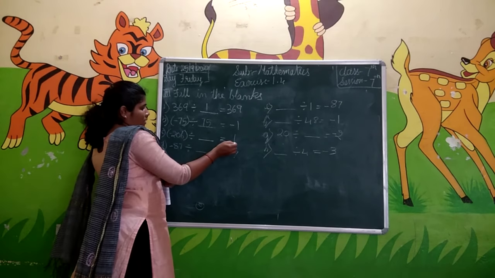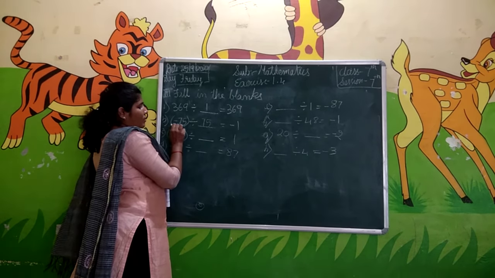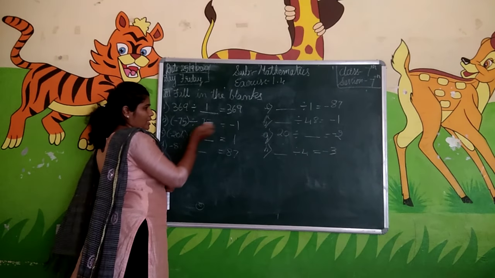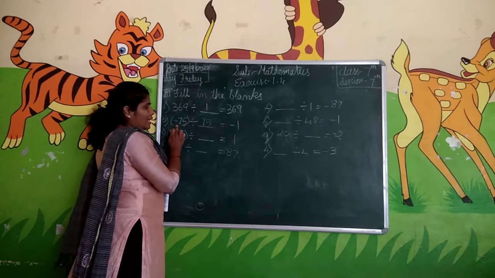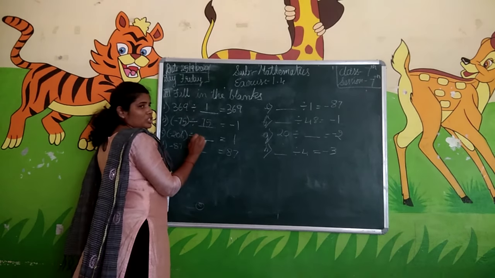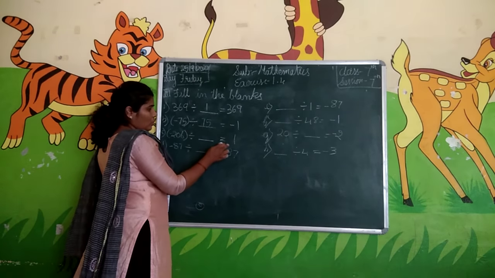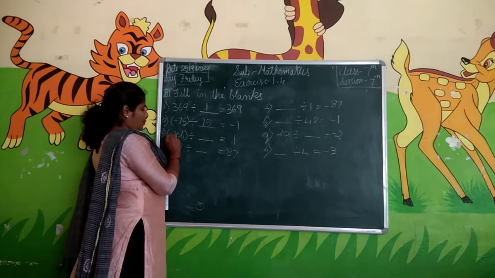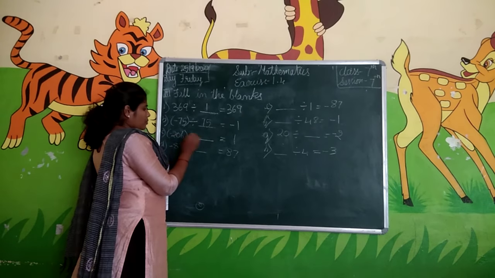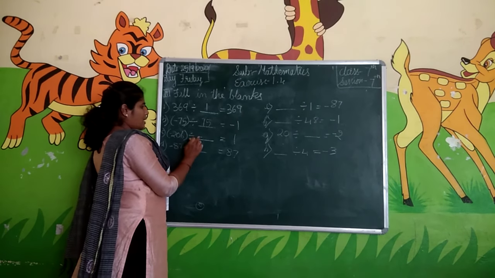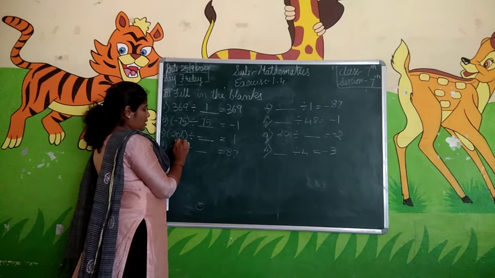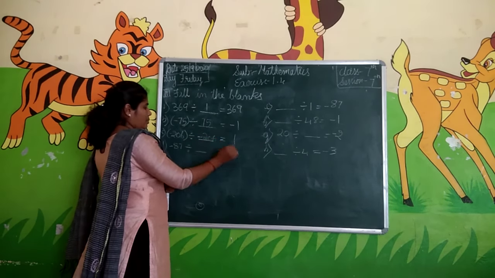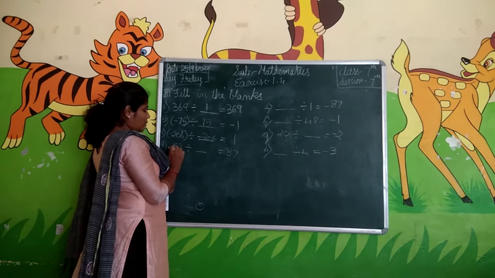Here also they have given plus 1. If two negative integers are divided, we get a positive integer. If we have one negative integer and one positive integer, we get a negative integer. Here we have only positive integers, so what should we do now? We take minus here, minus into minus is plus, so 206 divided by 206, the quotient will be 1 itself.